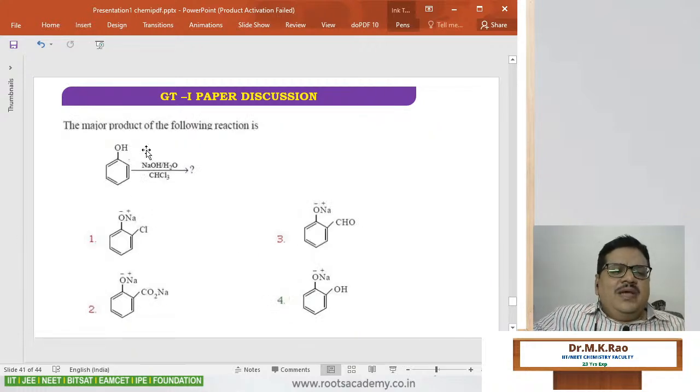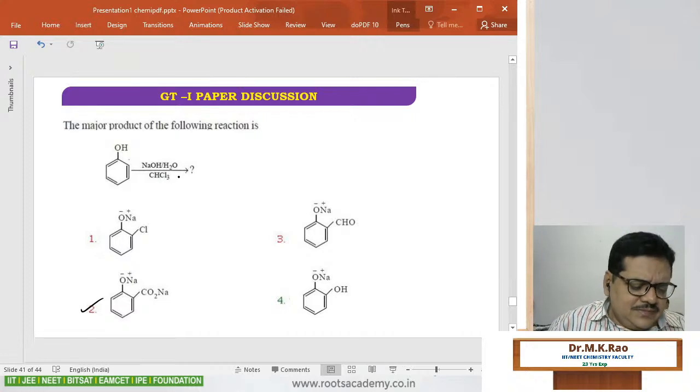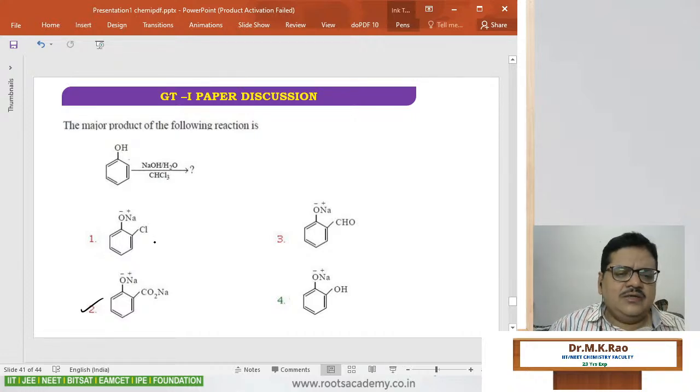Now, major product in the following reaction. What is the major product on reaction with NaOH and CHCl3? It is the Reimer-Tiemann reaction. Right? Why? Because, no, one minute. The major product when phenol reacts with sodium hydroxide and chloroform is correct.